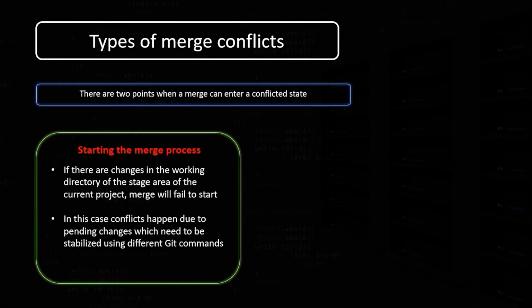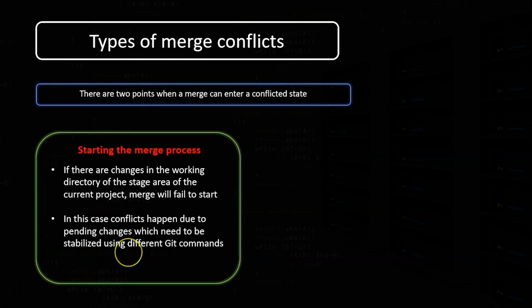The very first one is when starting the merge process. Now if at any moment there are changes in the working area or working directory and these changes are getting moved to the staging area of the current project, then during the merge activity itself the merge will fail because there are some modifications which are right now present over here in the working area.